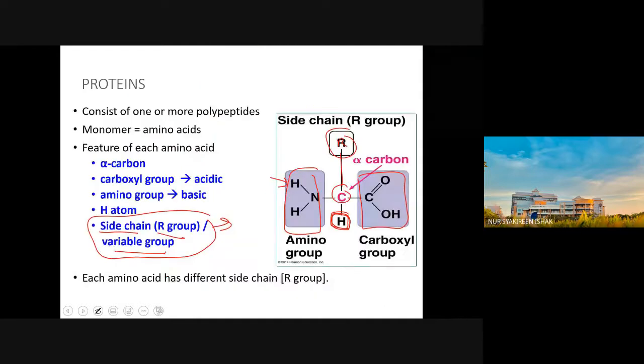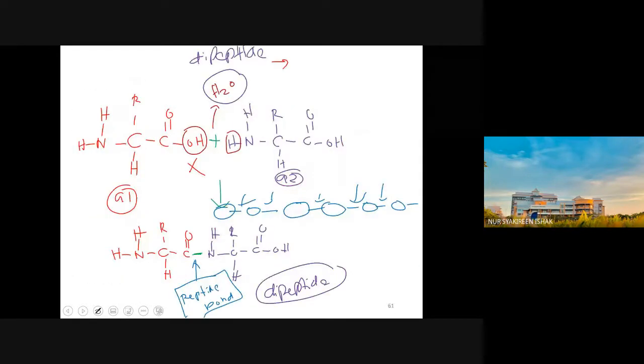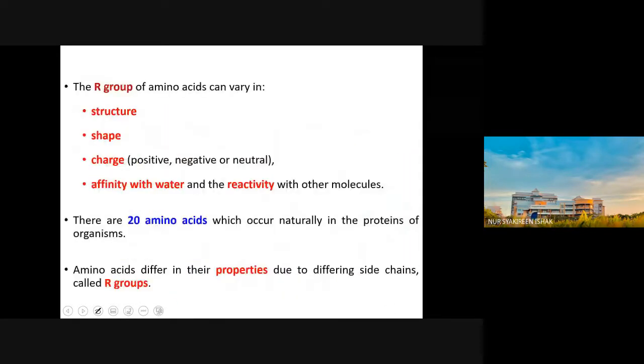Tahu buat latihan. Kita jumpa soalan yang suruh buat reaction macam ni. Okay. So the R group of amino acid can vary in structure, shape, charge. So they can have positive charge, they can have negative charge, they can be neutral.